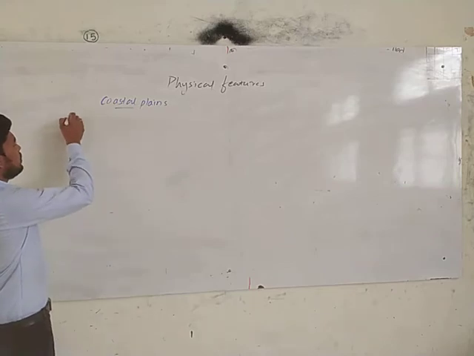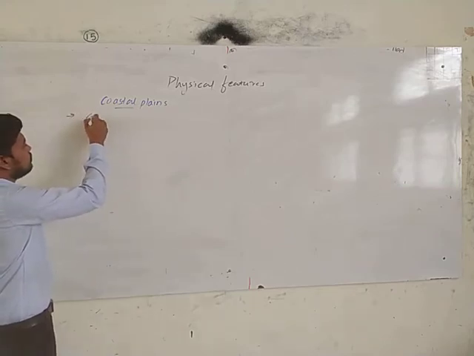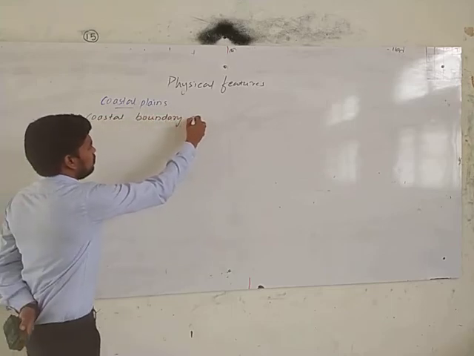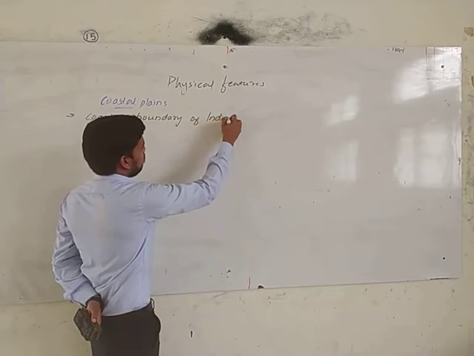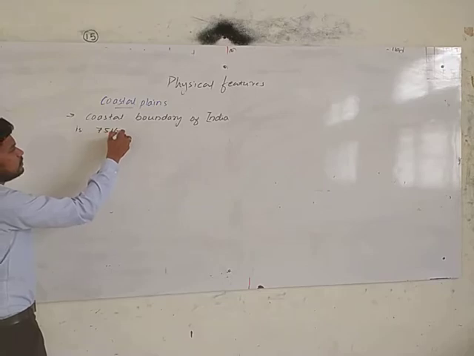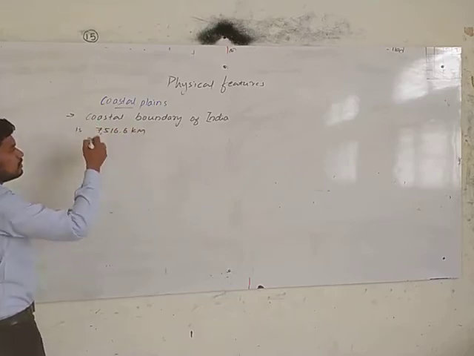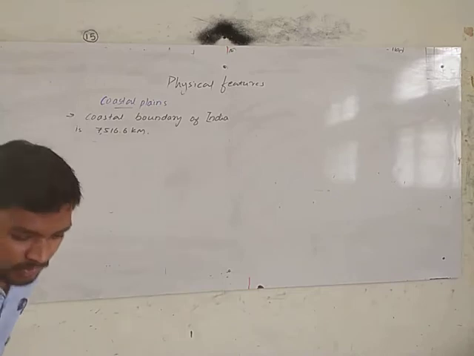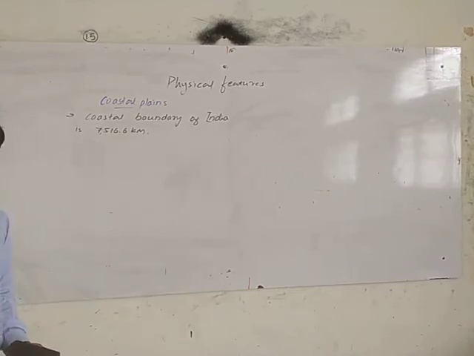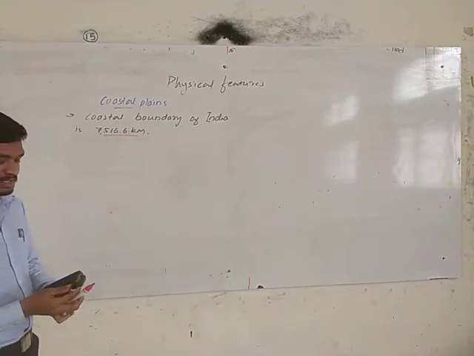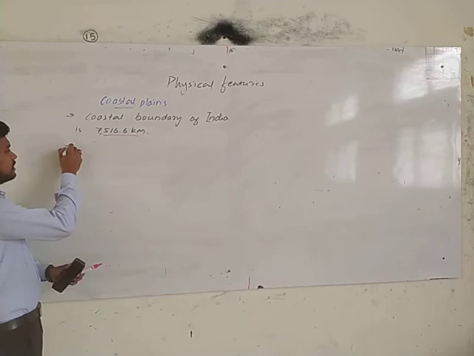The coastal boundary of India is 7,516.6 kilometers. It's the total length of the coastal boundary of India, including Andaman, Nicobar and Lakshadweep islands and the Indian mainland.